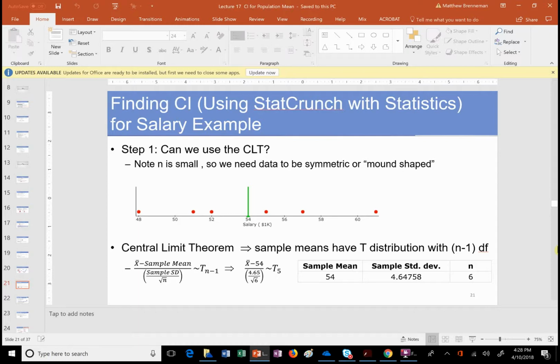So I want to know two things. First of all, is the data kind of symmetric, right? So basically I'm looking at the conditions I need to use the central limit theorem. To use the central limit theorem, one of two things has to be true, right? Either the plot of X is symmetric, approximately normal, or our sample size is large enough.